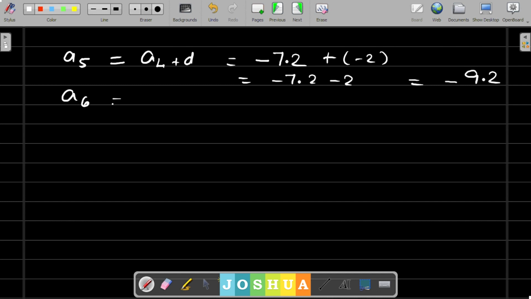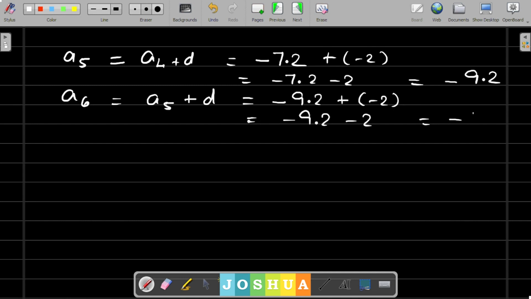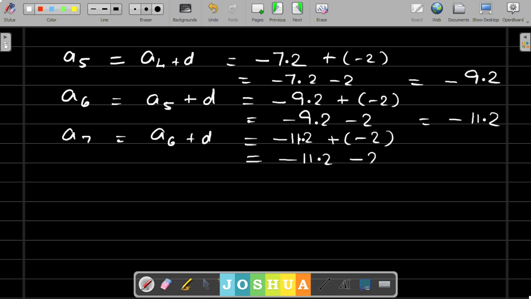Now A6 is nothing but the sum of A5 and D. So A5 is minus 9.2 plus the difference minus 2. So it becomes minus 9.2 minus 2, that is equal to minus 11.2. Again A7 is equal to A6 plus D. A6 is equal to minus 11.2 plus the difference, minus 2. Therefore minus 11.2 minus 2 is equal to minus 13.2.